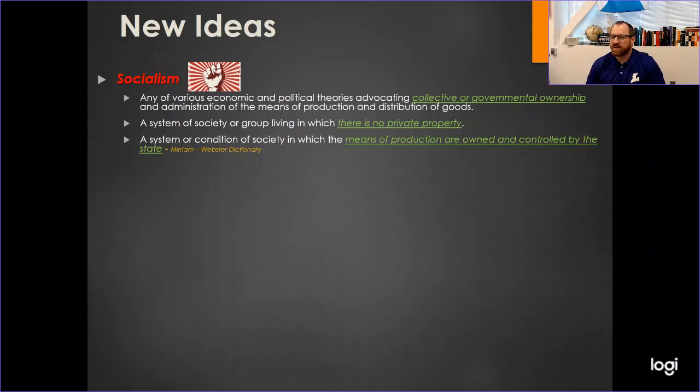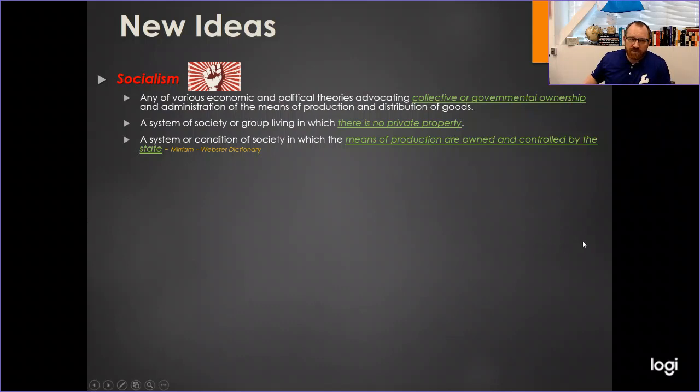You know, you can't decide, I really want to make this because I want to sell it. The state would have to say, you need to make this because you need to give it to everybody else. That's the simple way to put it. Now, if you notice that symbol there next to socialism, one of the universal symbols of socialism is the raised fist.